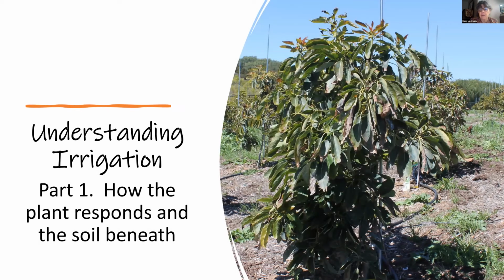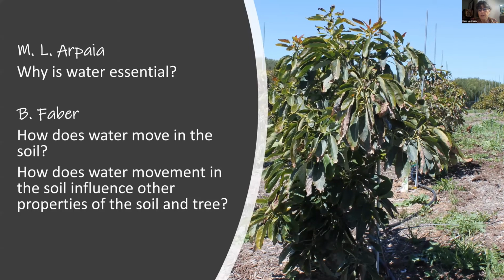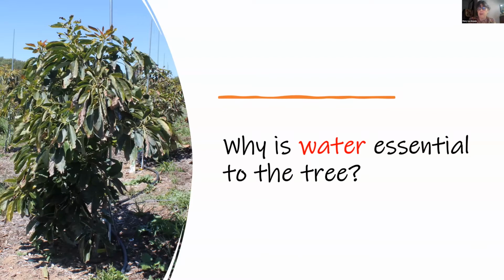So understanding irrigation, part one is how the plant responds in the soil beneath. I'm just going to give a very quick talk about why water is essential to the plant. That's going to be followed up by Ben, who's going to talk about how water moves in the soil and how water movement in the soil influences properties of the soil and the tree. So I'll launch into my short presentation now, which is why is water essential to the tree?